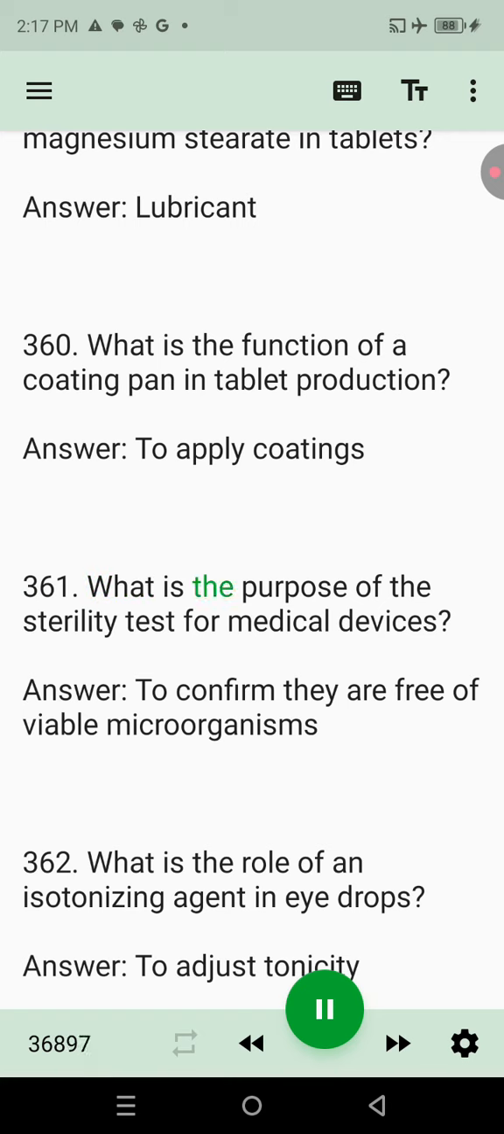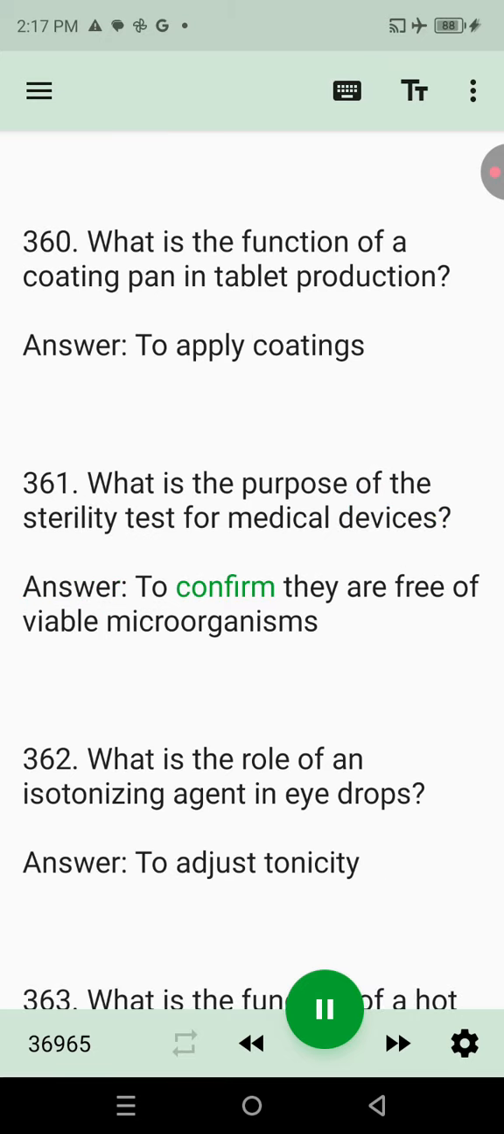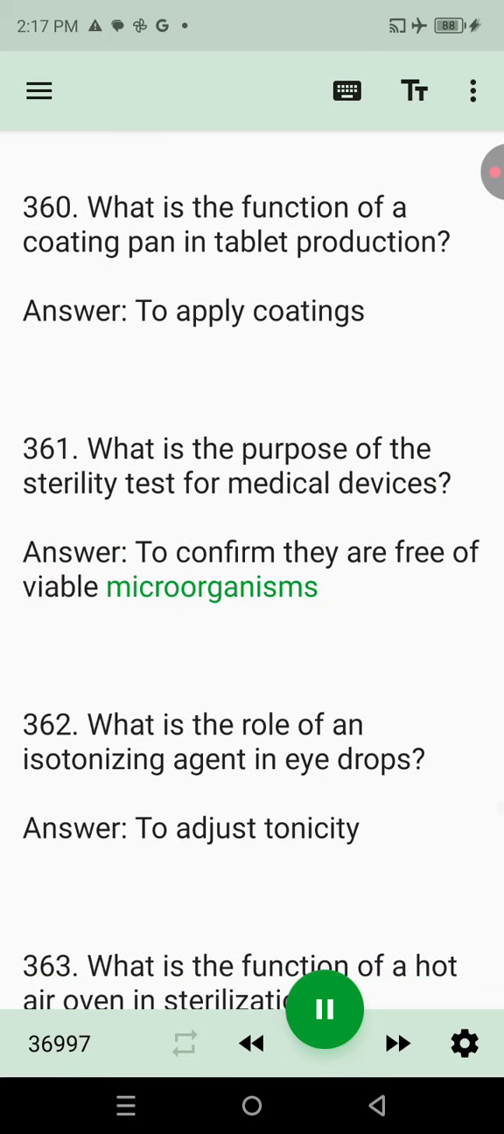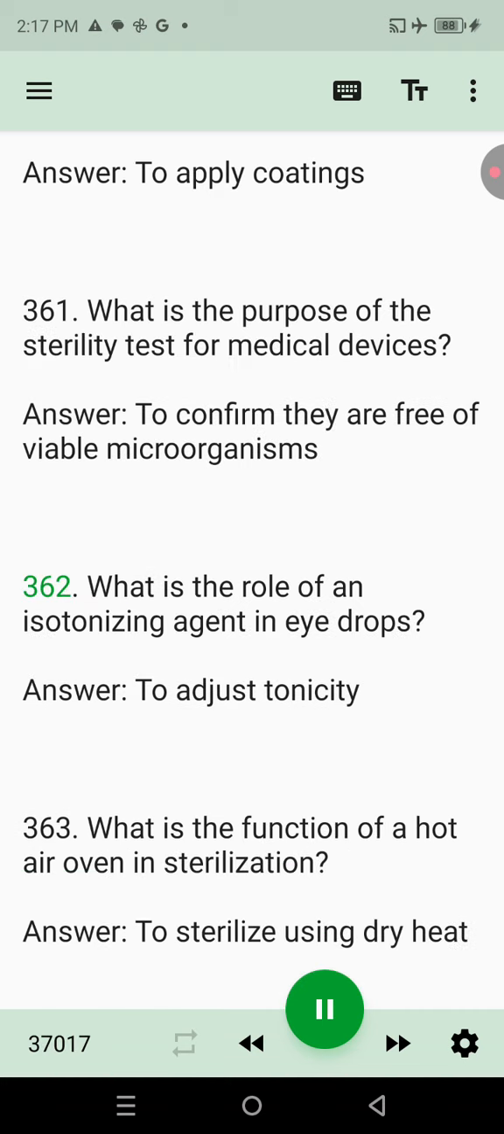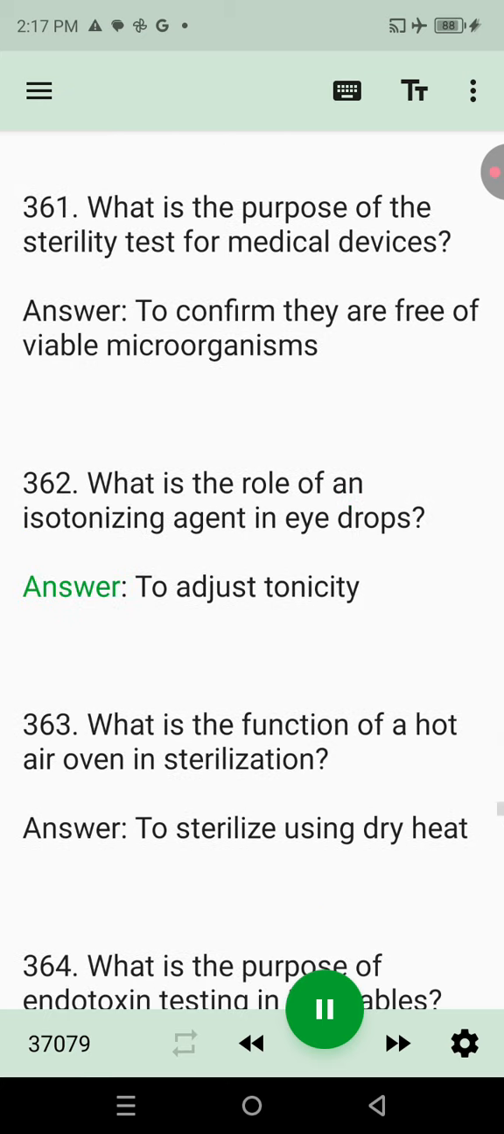361. What is the purpose of the sterility test for medical devices? Answer: to confirm they are free of viable microorganisms. 362. What is the role of an isotonizing agent in eye drops? Answer: to adjust tonicity.